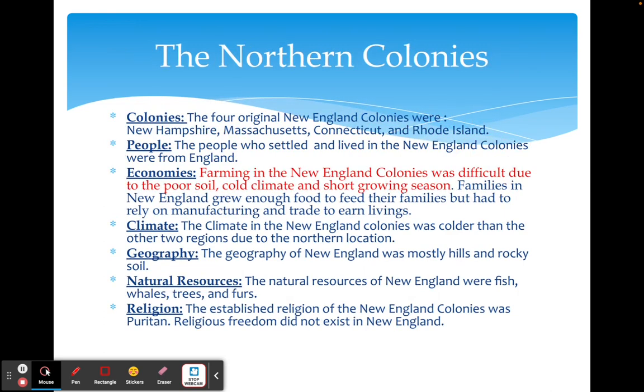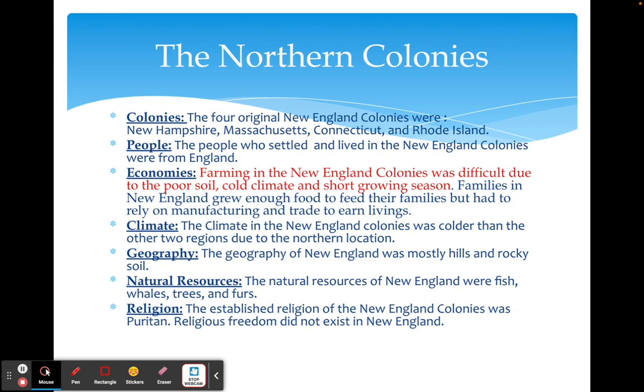So the northern colonies, also known as the New England colonies, there were four: New Hampshire, Massachusetts, Connecticut, and Rhode Island. The people who settled and lived in the New England colonies were from England. Their economy, which is what they do to make money, to be successful, they farmed, but it was difficult because of the poor soil. So families grew enough food to feed themselves, but there was trade because of its closeness to the ocean and also manufacturing, making things.